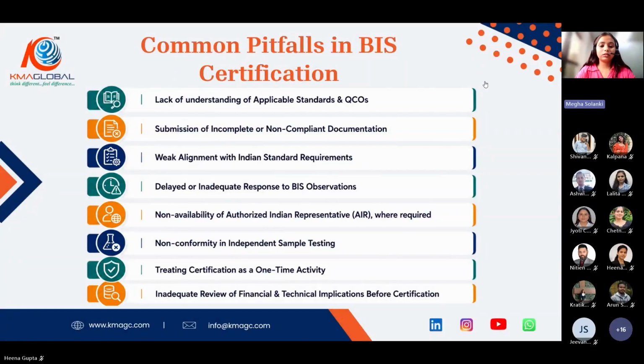So, before I conclude, I would like to summarize the key takeaways from today's session. Successful BIS certification under Scheme 1 depends upon three factors. First, understanding the requirements; second, preparing correctly before applying; and last, maintaining compliance even after the license is granted. With the right planning and expert support, the process becomes much easier and structured. I hope this session gave you a clear understanding of BIS certification under Scheme 1. Thank you for your time and attention.